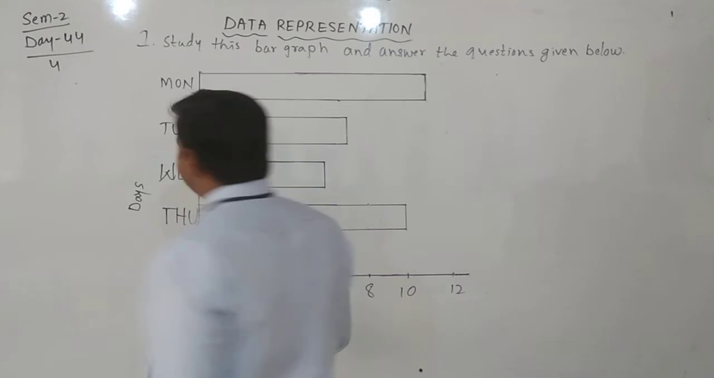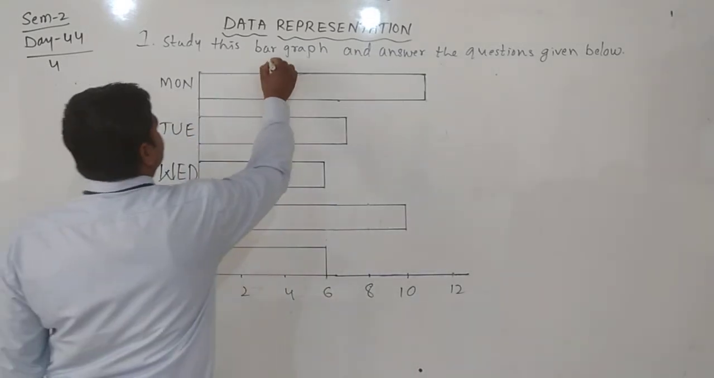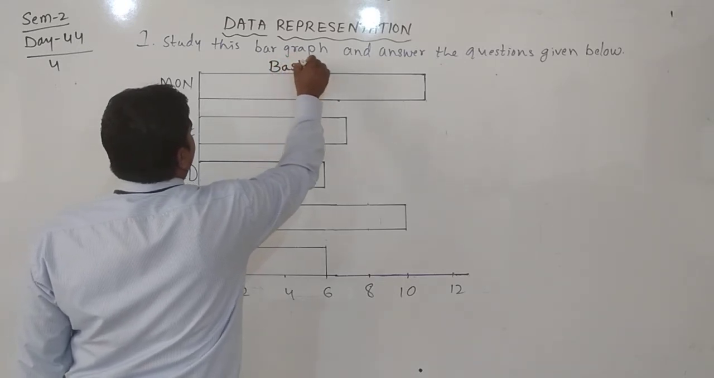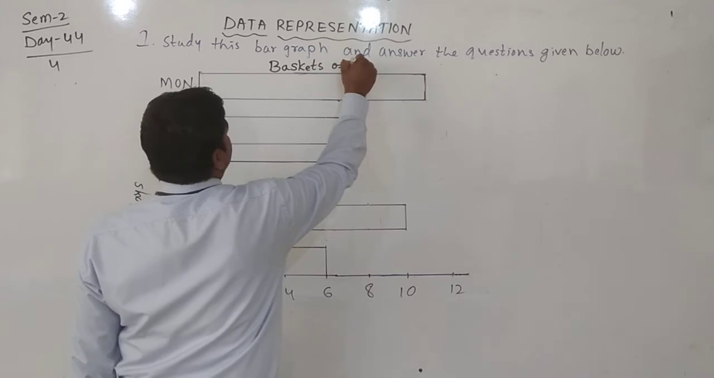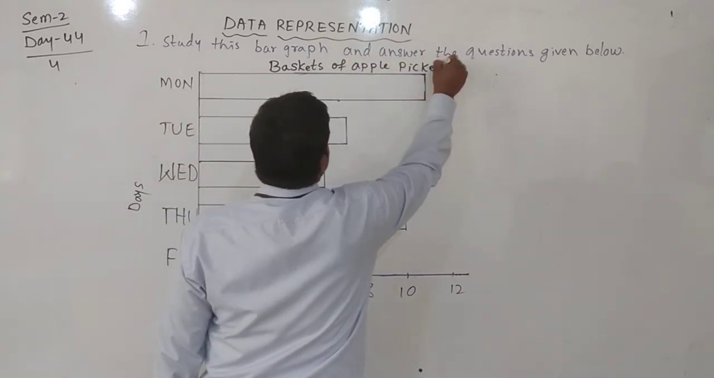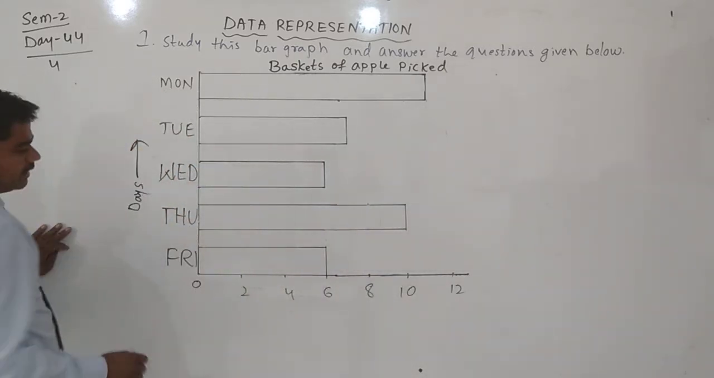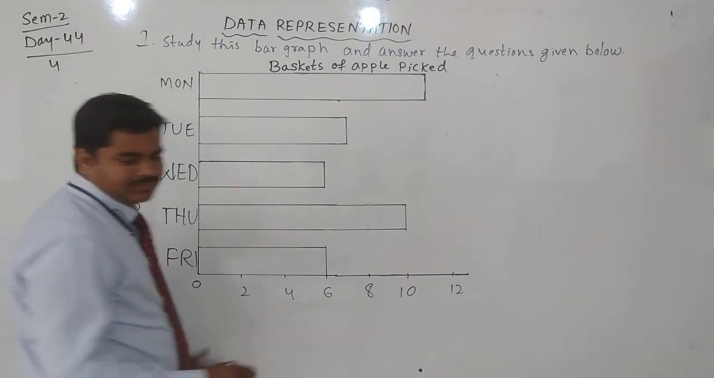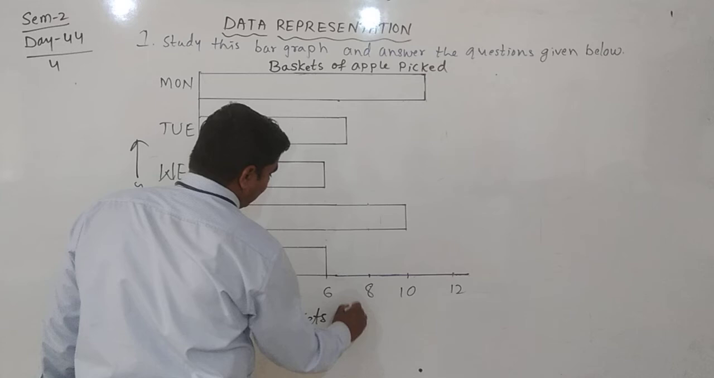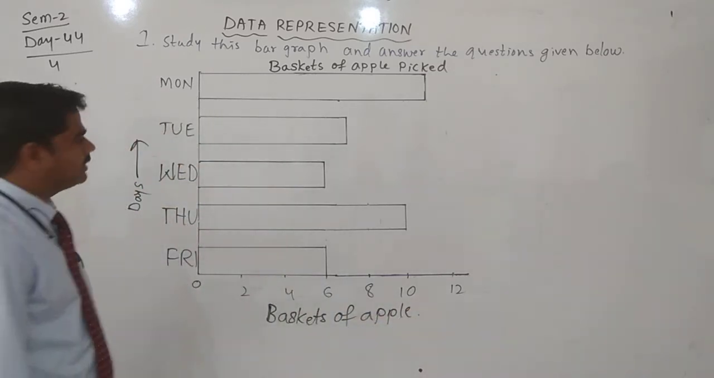The title of the graph is Baskets of Apples Picked. How many baskets of apples picked? Daily, here these are days, and here is the number of baskets. Baskets of apples. Yes, how many baskets? Baskets of apples.